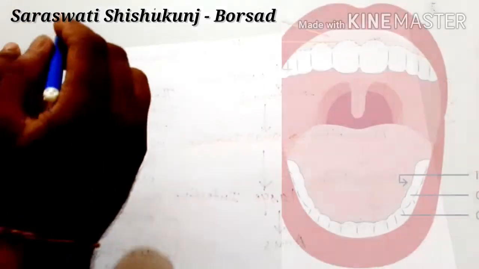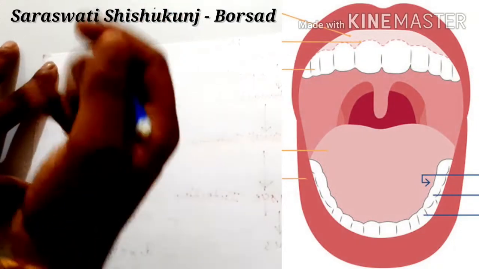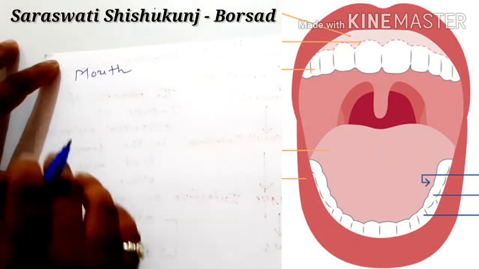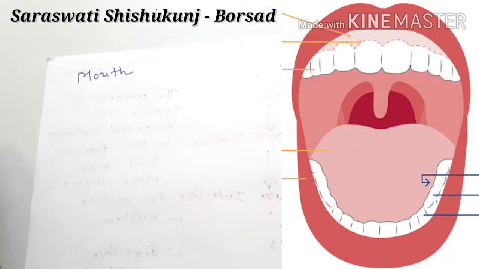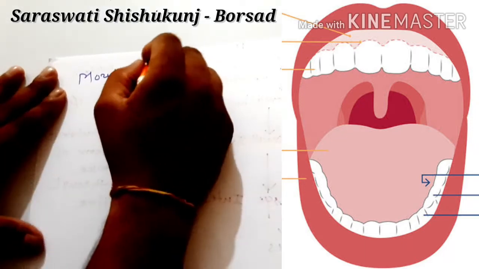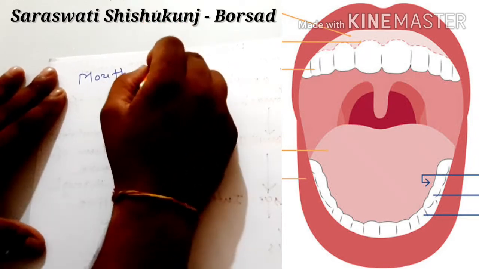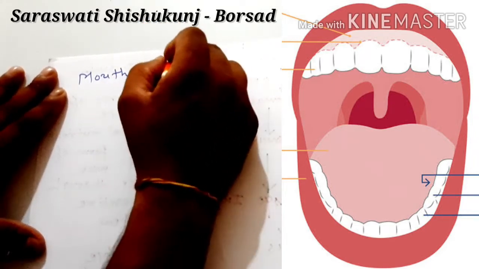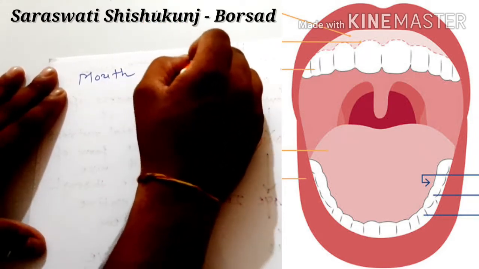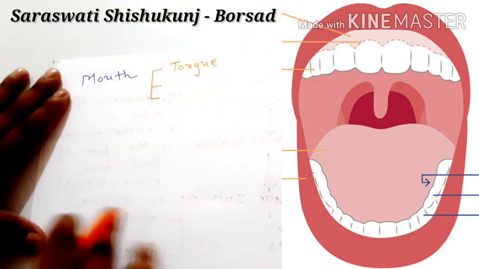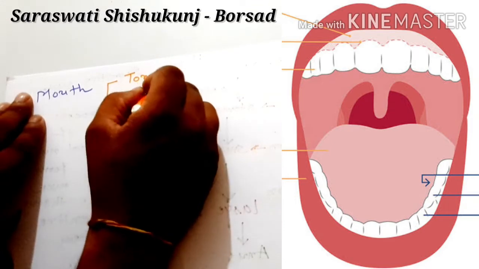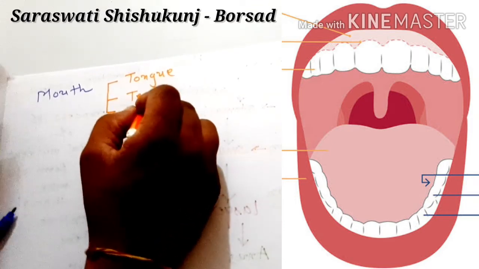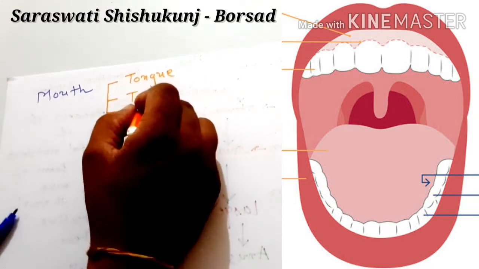Now we know that food is first taken in the mouth, and digestion of food starts from the mouth only. In the mouth, who will help us? We have different parts, right? And we know about them very well. The tongue, which works very fast, right? The second is teeth, and the third is salivary glands, right?